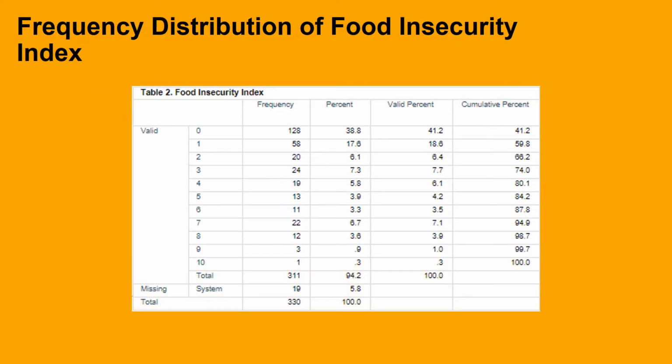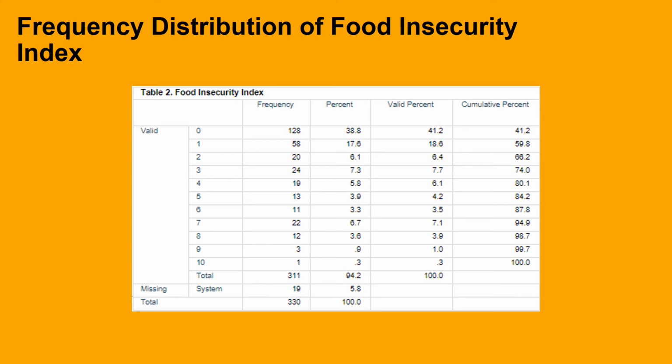Here we have Table 2, which shows the frequency distribution of food insecurity index. The majority of participants, 41.2%, yielded a raw score of 0. 18.6% yielded a score of 1. 6.4% a score of 2. 7.7% yielded a raw score of 3. 6.1% yielded a score of 4. 4.2% yielded a score of 5. Going on, we have 3.5% yielding a score of 6, 7.1% a score of 7, 3.9% a score of 8, 1% a score of 9, and 0.3% a score of 10.